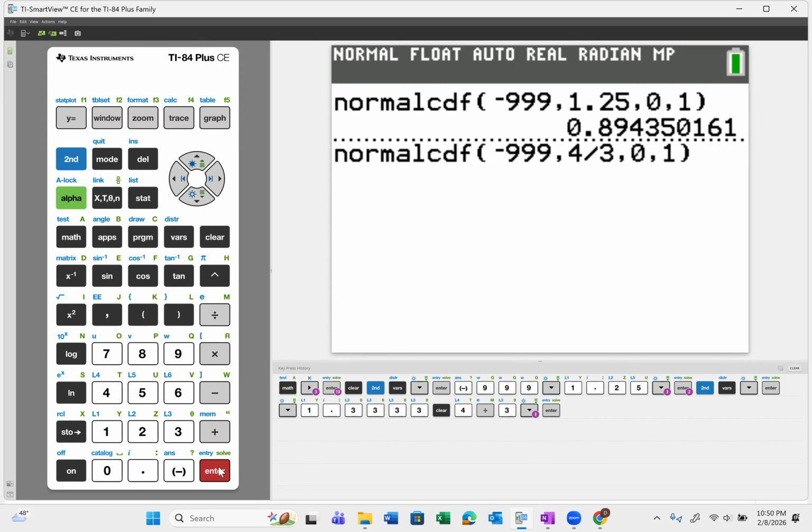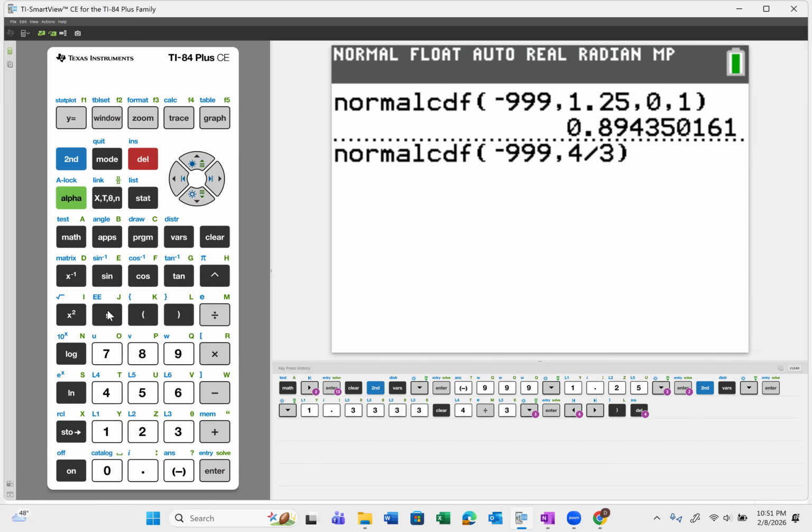Now, your calculator may not have that builder thing to it. It may jump right to the normal CDF with the parentheses showing up, and then you have to type in the 1.99 and the 4/3. You actually don't need the 1 and the 0 if your calculator's not automatically taking you to this function builder. You can leave those out, and it will automatically assume that you're using 0 and 1. So yours might start with this parenthesis here and then the negative 1.99.